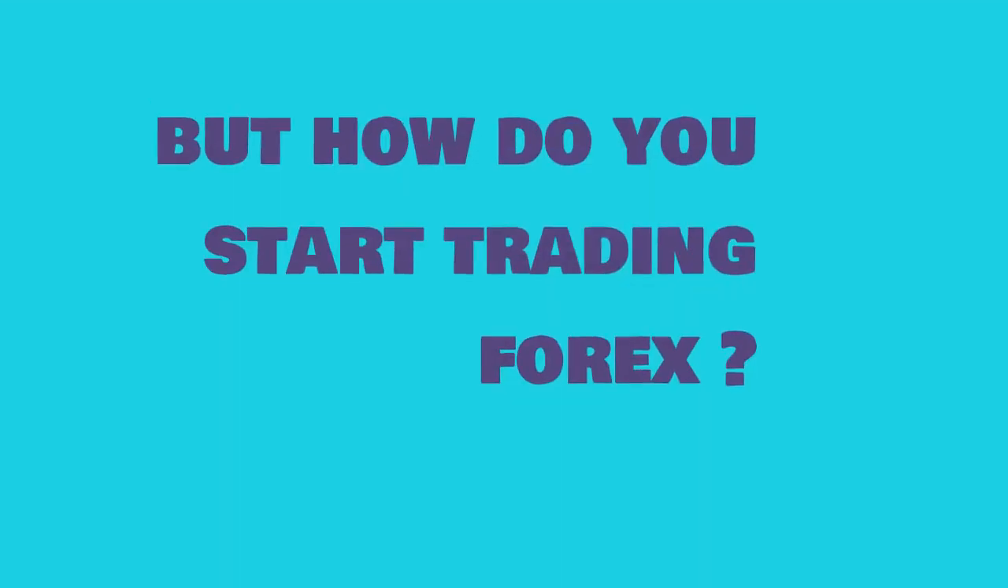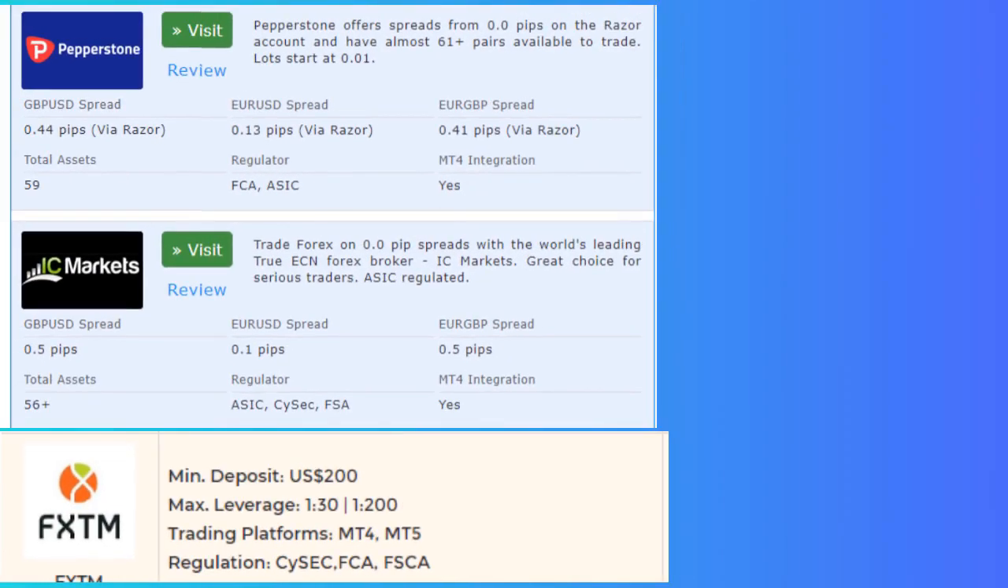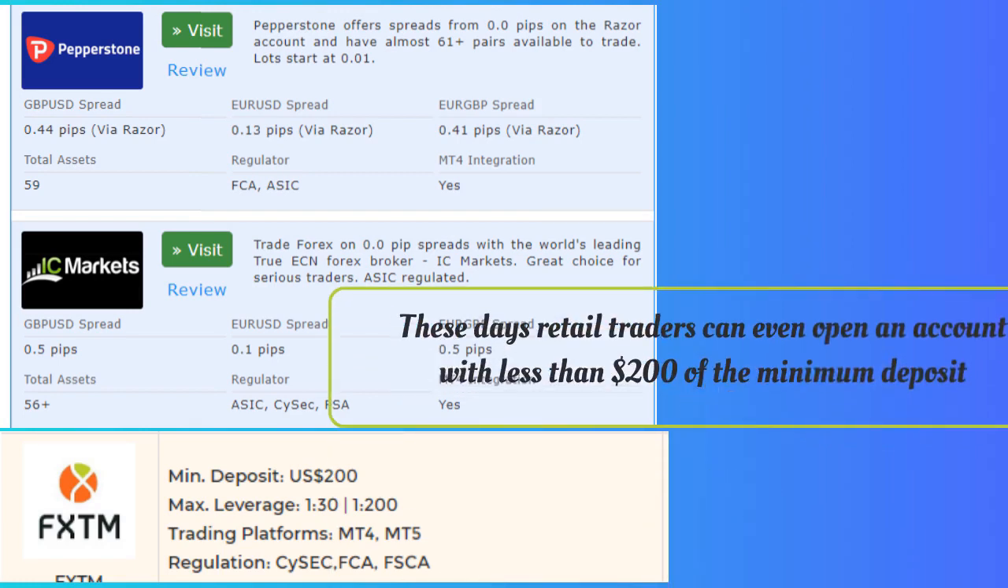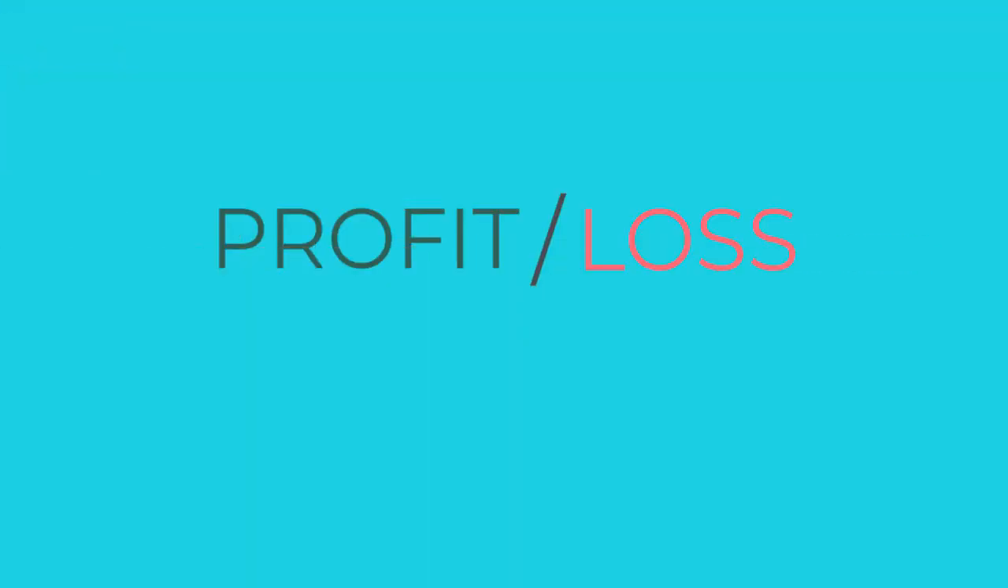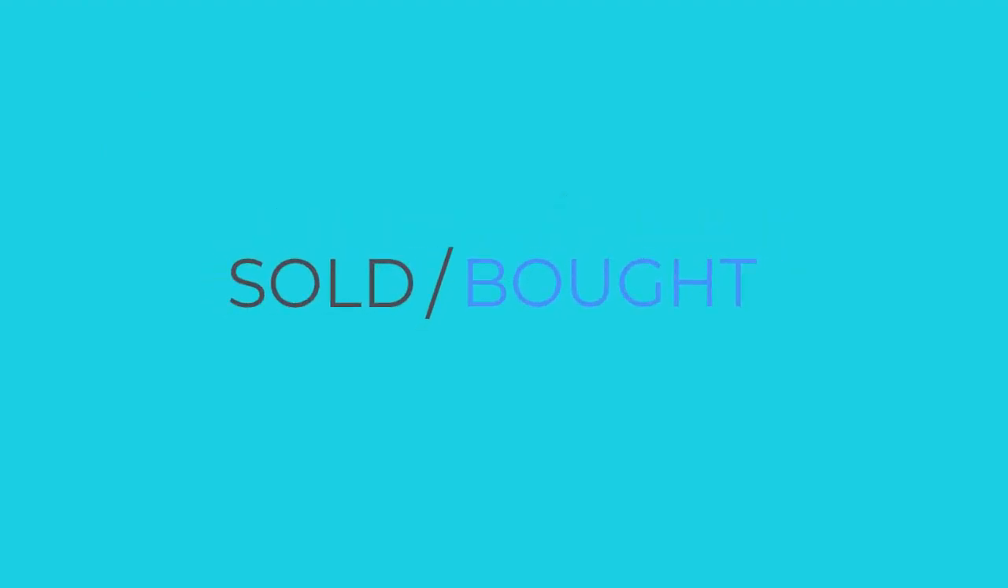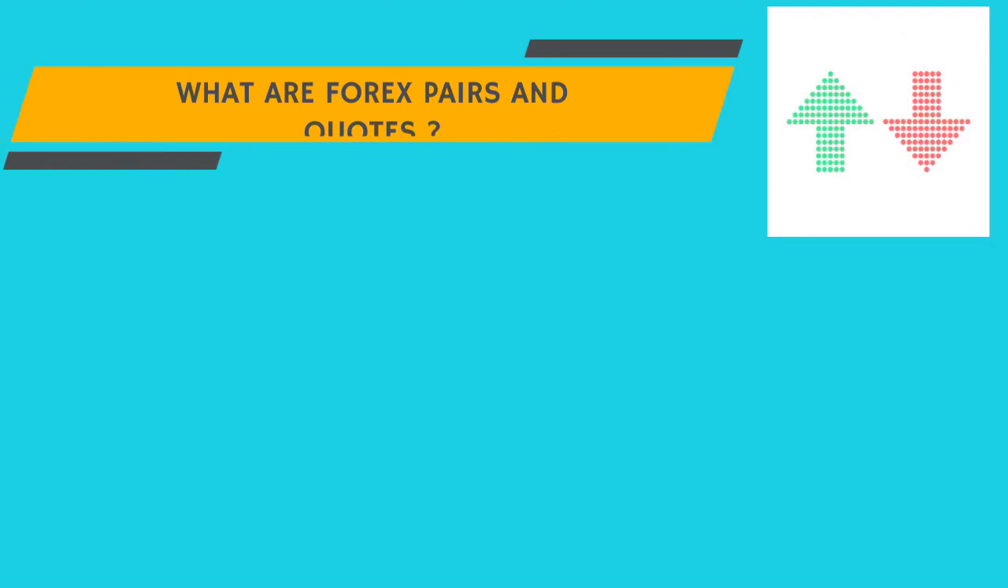So how to start trading Forex online? Retail traders can open a Forex account and can then buy and sell currencies. So how can a retail trader open a Forex account? By signing up with a broker. Retail traders can open their Forex accounts with as low as $200 of minimum investment, and then they can buy and sell currencies. They can make profit or loss that results from the difference in price the currency was sold and bought at.